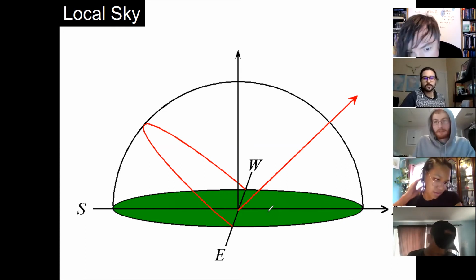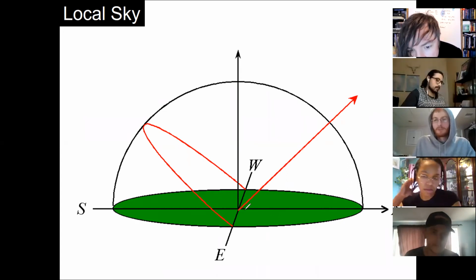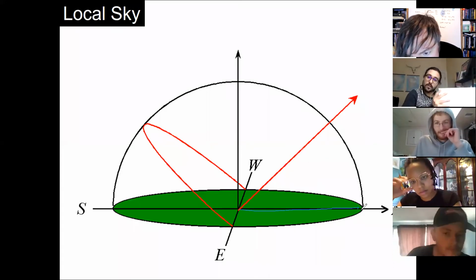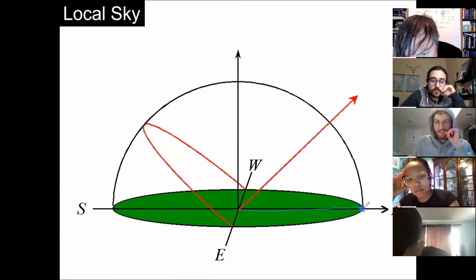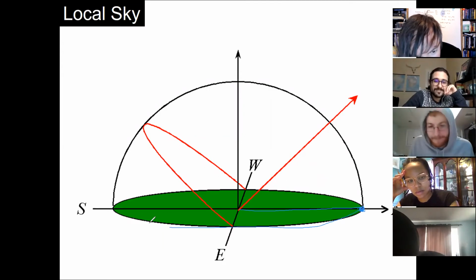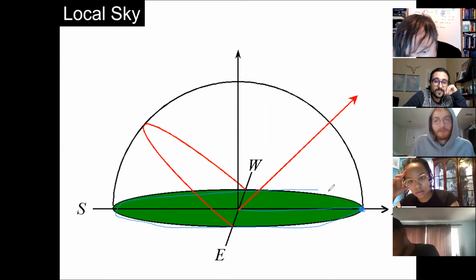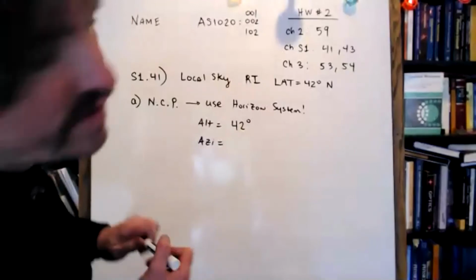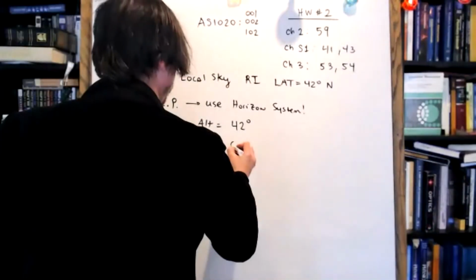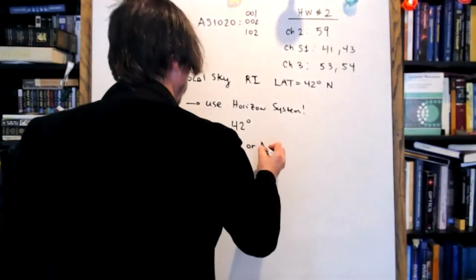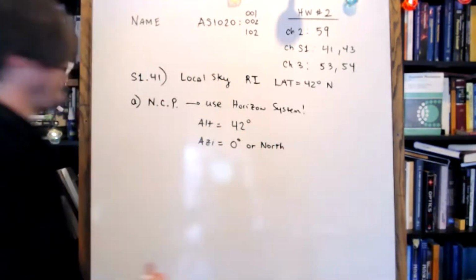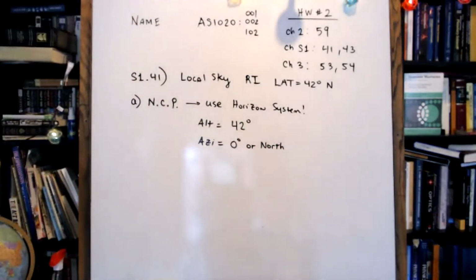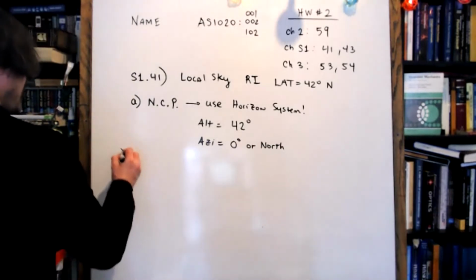90 degrees? Nope. Is that 0? 0, because it's straight up. Azimuth starts here, not straight up. Remember, that's the zenith. Azimuth is measured along the horizon. But since you're starting from north, it's 0 degrees. So we can have two different answers for the azimuth. Let's put them both down. 0 degrees or north. Okay. That's question A. Now let's tackle question B.